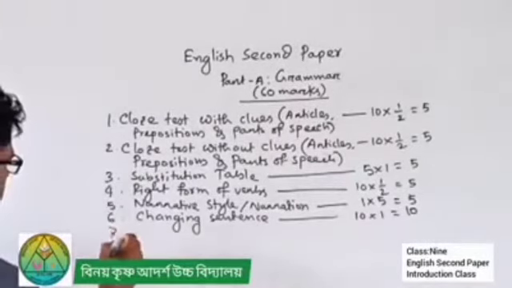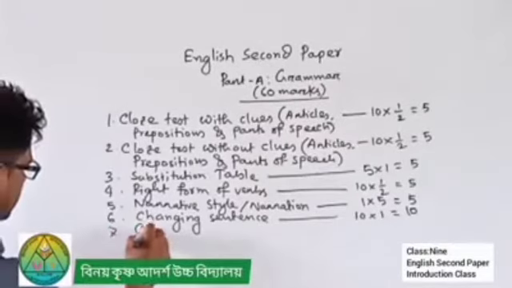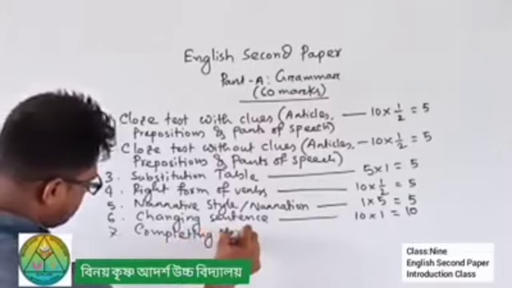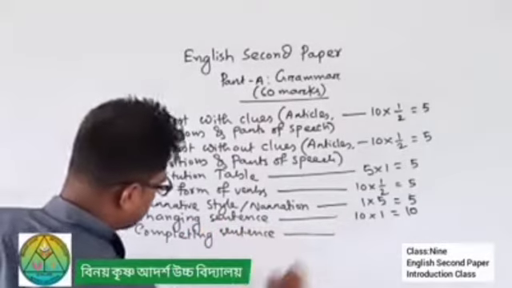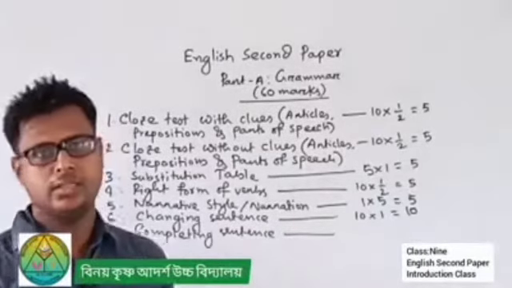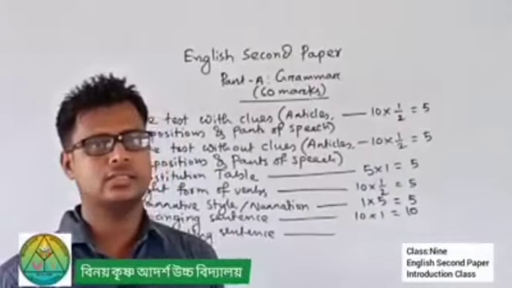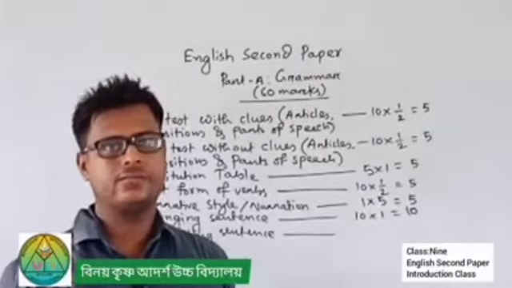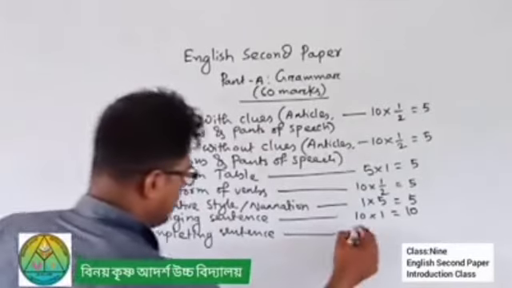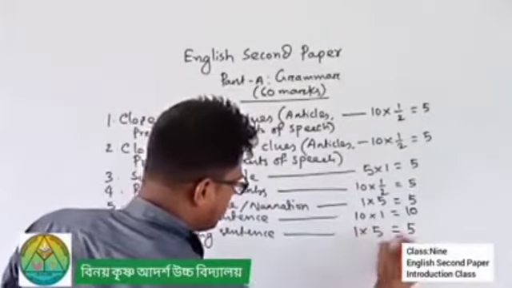In question number 7, you will find completing sentence. Dear learners, completing sentence, there will be 5 sentences incomplete with half part, and you will have to complete the sentences with correct phrases and clauses. Here you will be prized 5 marks for this item.